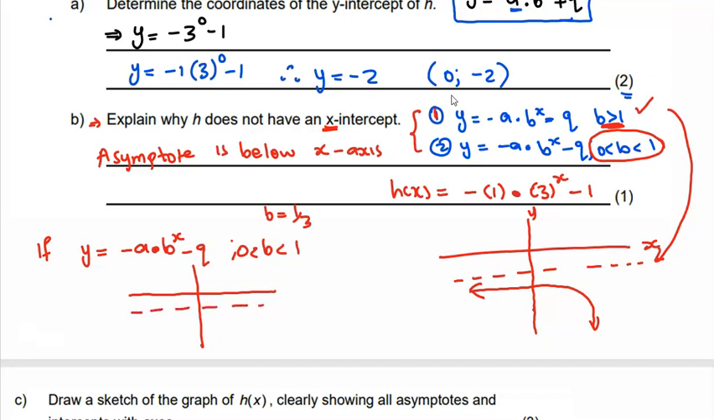We know that the asymptote is below the x-axis. Now your graph will move in this shape. This is how the graph will look like. So these are some of the things that you need to understand. So now the answer for this question, you just say the asymptote is below the x-axis. You are done. You'll get that 1 mark. I'm just trying to go into too much detail so that you guys can understand this.